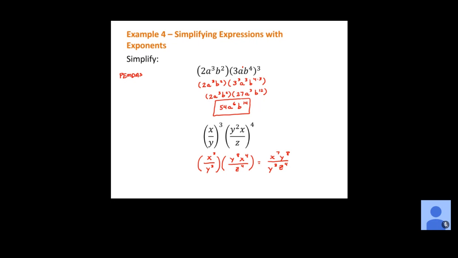Now that we've got it as a single fraction, we always want to look and see, is there anything else we can do to simplify this? Well, I actually have a y in the numerator and denominator here, so I can use that property that says I can subtract exponents when I'm dividing. So my x to the 7th stays up top. Y to the 8th over y to the 3rd, I subtract those exponents, I get y to the 5th, so that goes up top as y to the 5th, and then the z to the fourth is going to stay in the denominator.